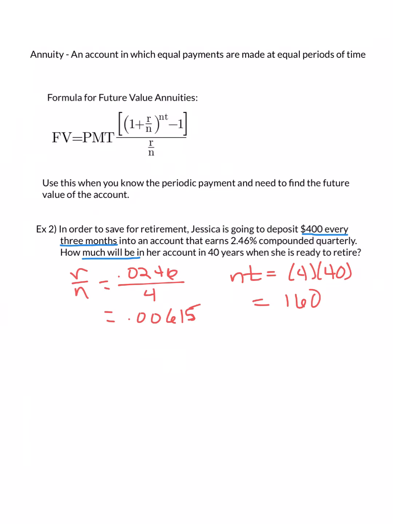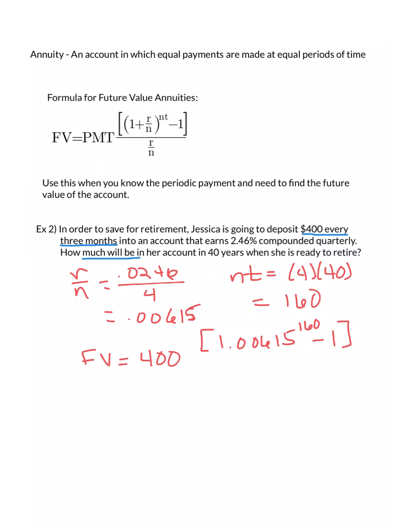Now let's put everything into position in the formula. We're looking for the future value, the goal amount. What's our payment? Our payment is $400. That's what you're doing periodically. In our bracket, we have that 1 plus r over n again. 1 plus a decimal is just 1 point whatever. So we're just going to go ahead and write it as 1.00615 to the 160 minus 1.